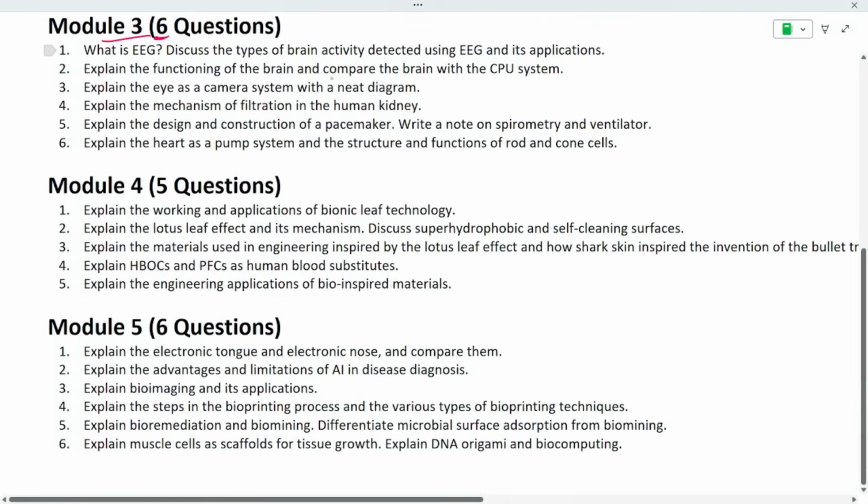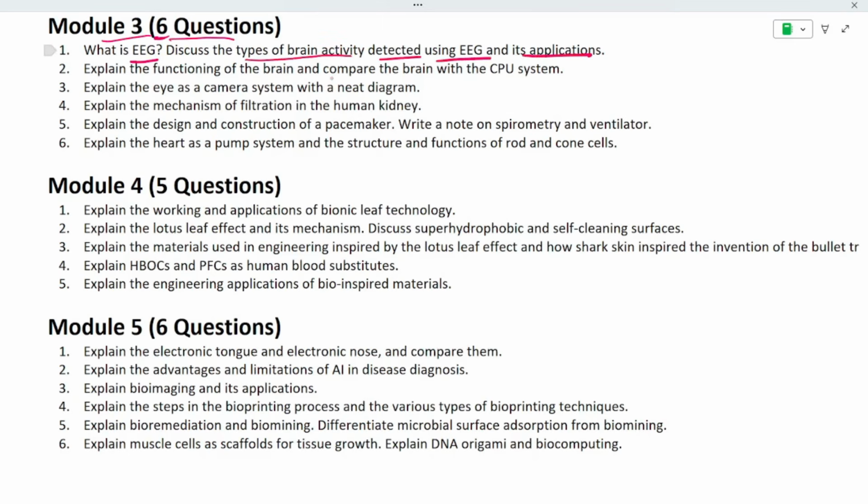here is module 3, with 6 questions. EEG, electroencephalogram. And next is types of brain activity detected using EEG and its application. Next is functioning of the brain and comparing the brain as a CPU. You have to compare how the brain acts as a CPU system, that also you can do easily.